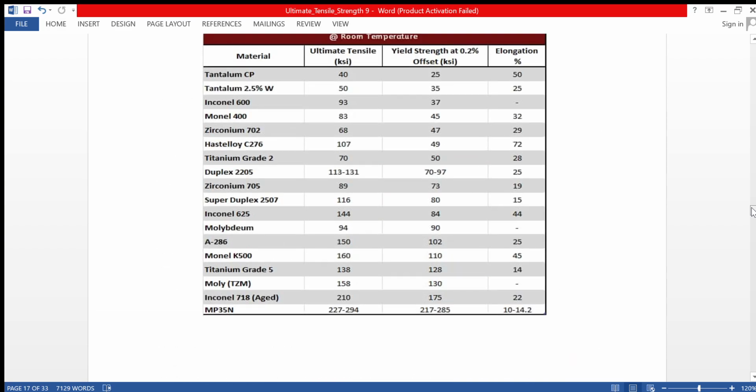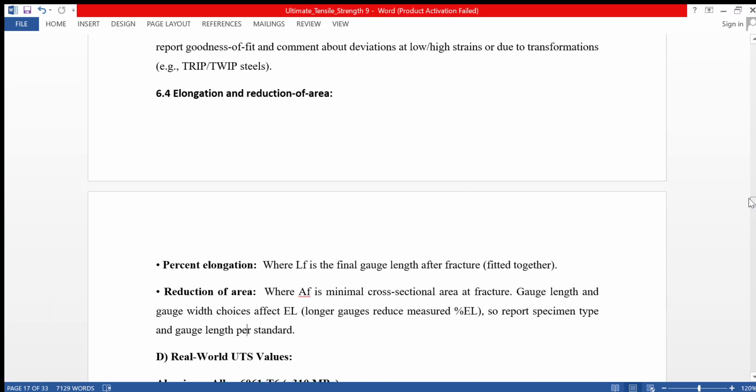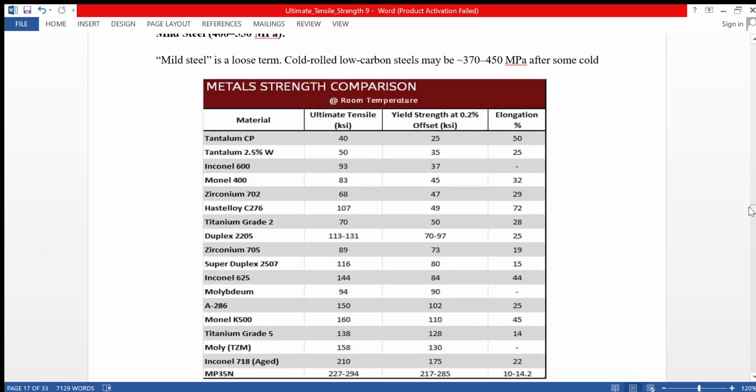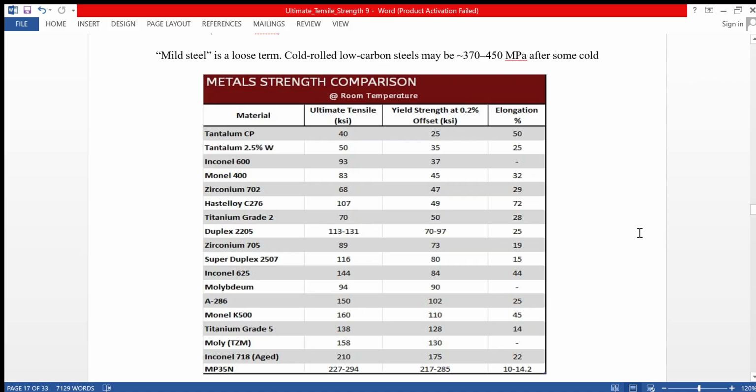These are the real world values for different materials. Their ultimate tensile strength, yield strength and elongations are given in this table.